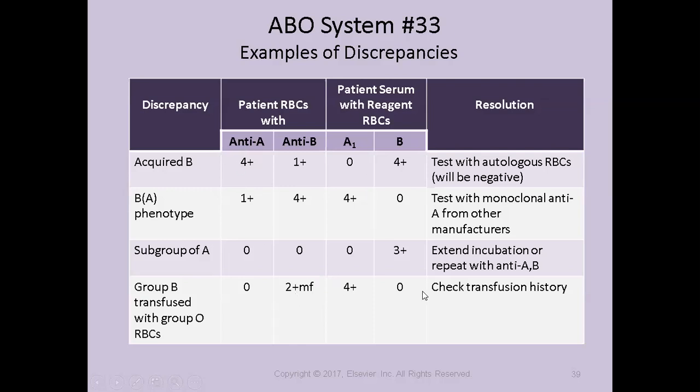When we look at reverse typing, it still looks like they're a type B. It's just we have this mixed field here. We want to find out what's going on with that. We see a strong reaction with anti-A. That makes sense for someone who's type B, right? And no reaction with the B cells. So they back type or reverse type as type B, and they front type as type B. But what is the mixed field about? We want to check their transfusion history.